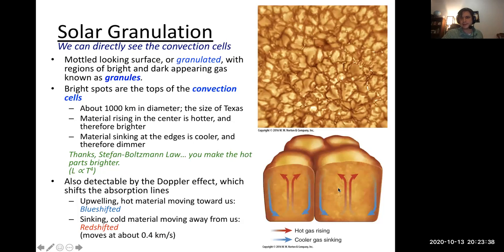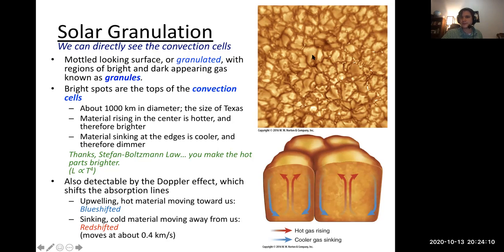And here's a sort of cutaway where you can see hot material coming up. So this material will be hotter. And since it's hotter, because of the Stefan-Boltzmann law, how bright something is, its luminosity, how much energy it's giving off, is proportional to the temperature to the fourth power. So it's going to give off more light and appear brighter. Check. And then at the edges, that's where the cool material is sinking back down. It's going to be cooler, so it's not giving off as much light, so it's not going to appear as bright, so it looks darker.